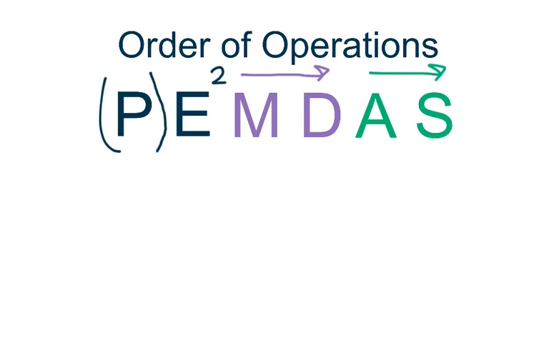Just like with multiplication or division, when we solve addition and subtraction after we've solved everything else, we solve it in the order that we see it. So if we see addition first, that's what we're going to do. If we see subtraction first, that's what we're going to do. We always solve our equations from left to right. Let's go ahead and take a look at a few equations and solve them using our order of operations.